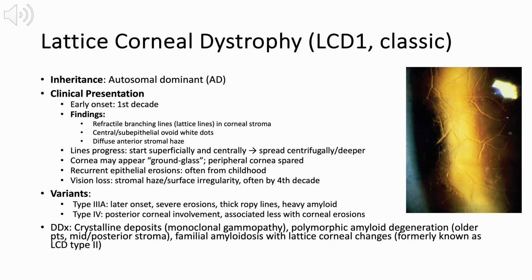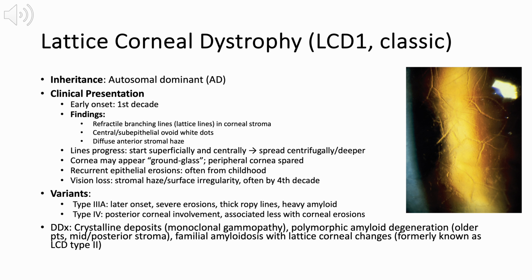Now we will talk about lattice corneal dystrophy, specifically LCD type 1, the classic form. This condition is inherited in an autosomal dominant pattern and usually presents early, often in the first decade of life. Clinically, it is characterized by refractile branching lines within the corneal stroma, central or subepithelial ovoid white dots, and a diffuse anterior stromal haze. The lines start superficially and centrally, then progress deeper and peripherally over time.